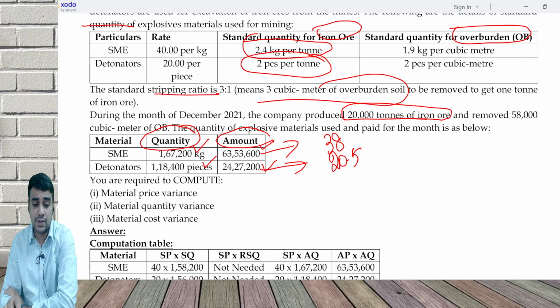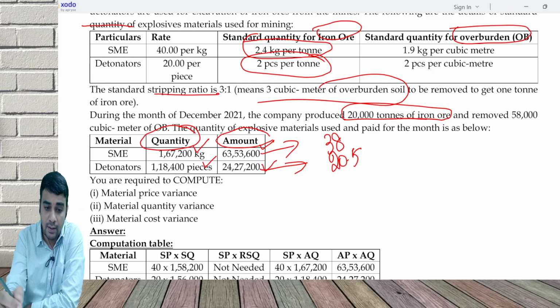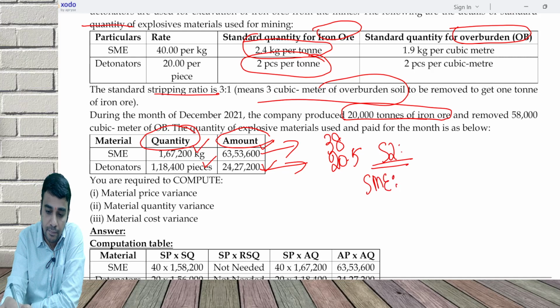Okay, now comes the most tricky part. Listen for some time. I'll calculate the SQ part. First, I'm doing it for SME. SQ is equal to AO into input by output.